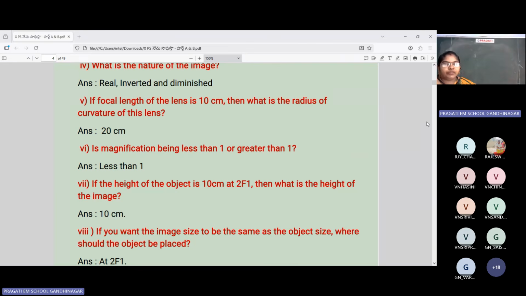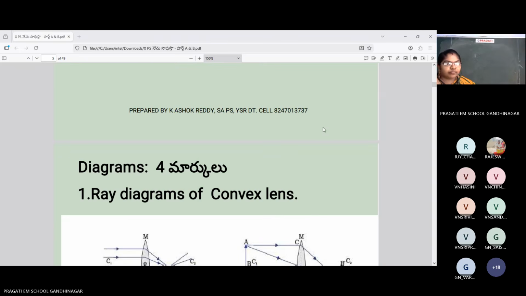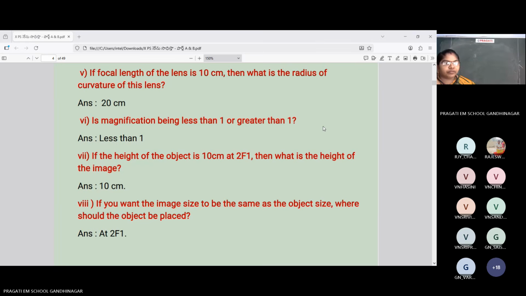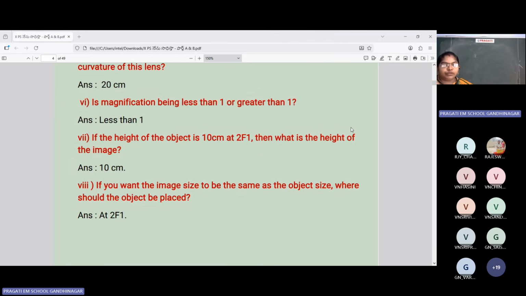If the height of the object is 10 centimeters at 2f1, then what is the height of the image? That is 10 centimeters. Next, if you want the image size to be the same as the object size, where should the object be placed? Obviously at 2f1, as we discussed yesterday.